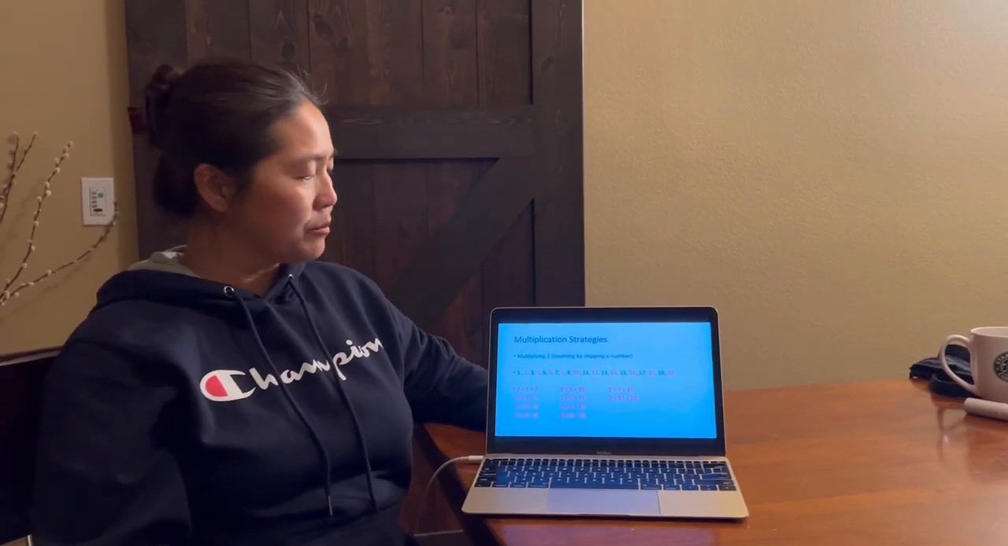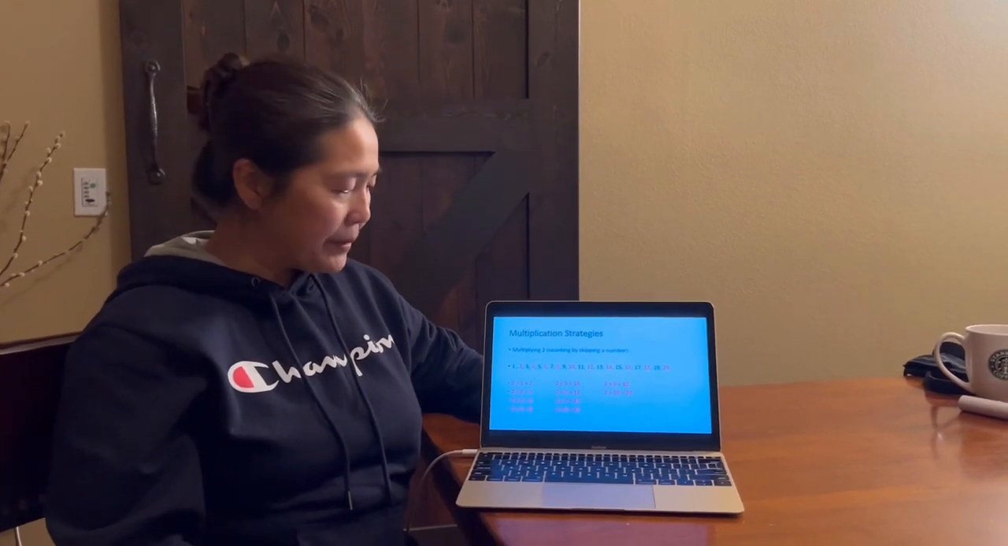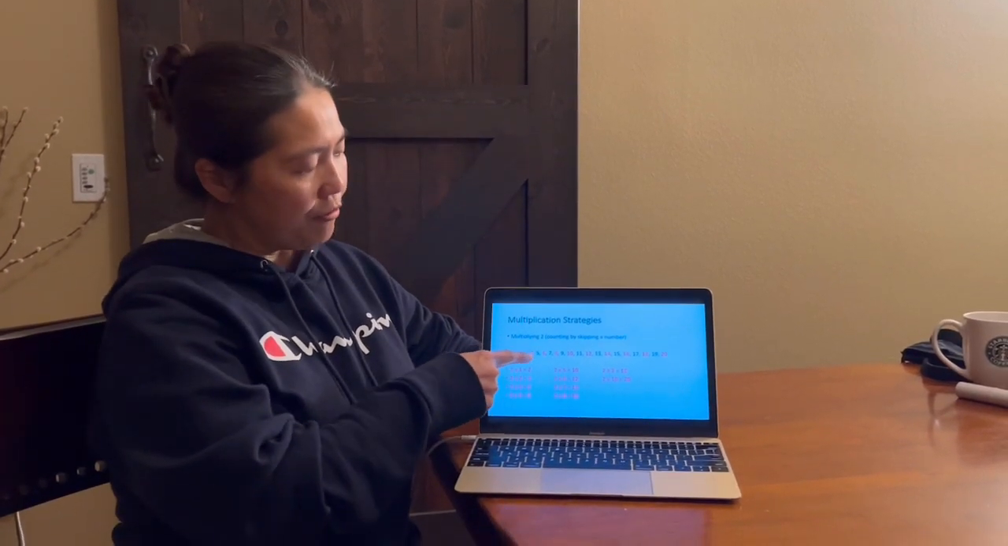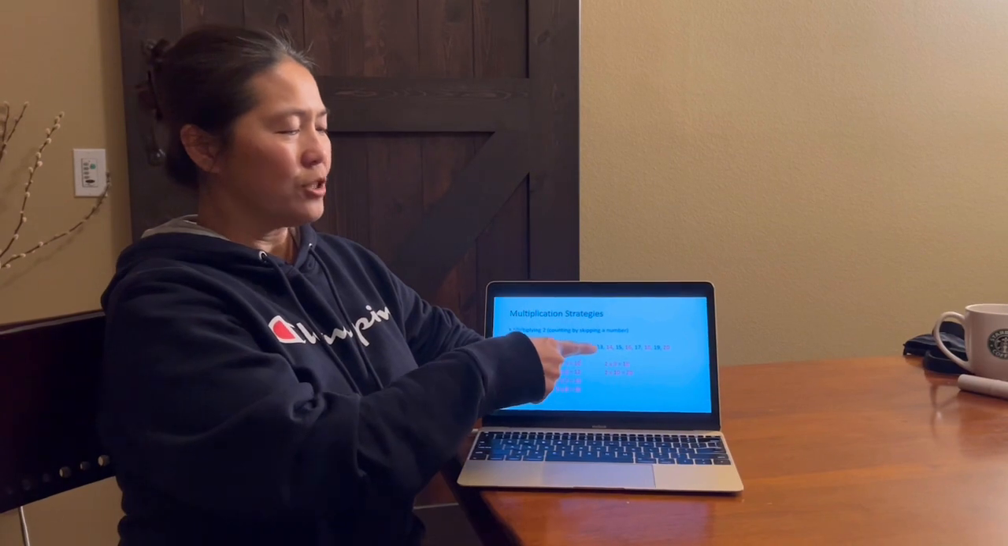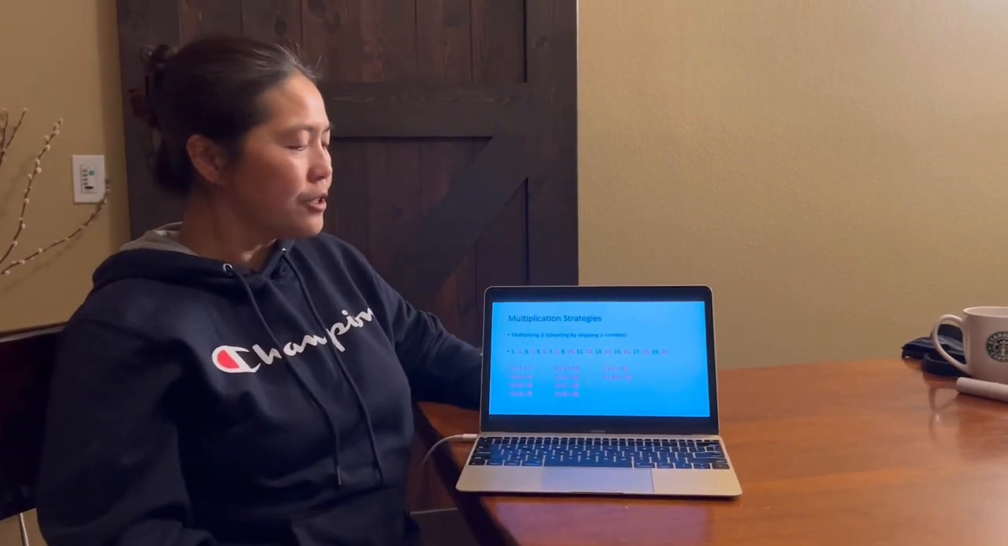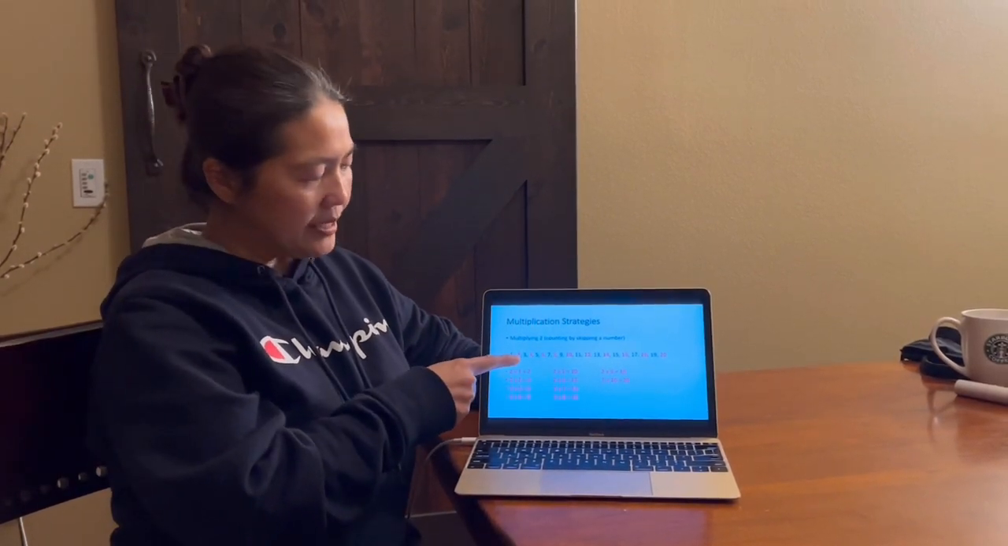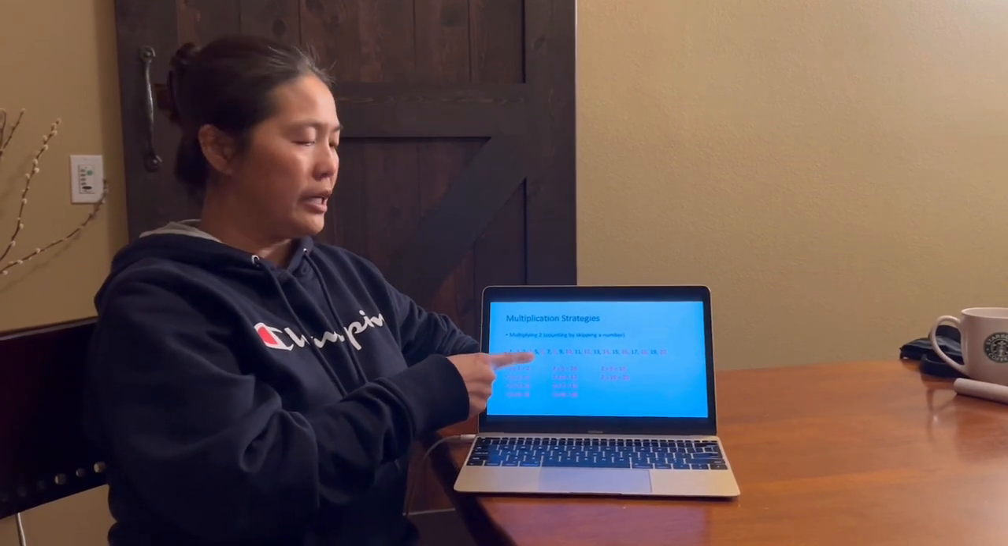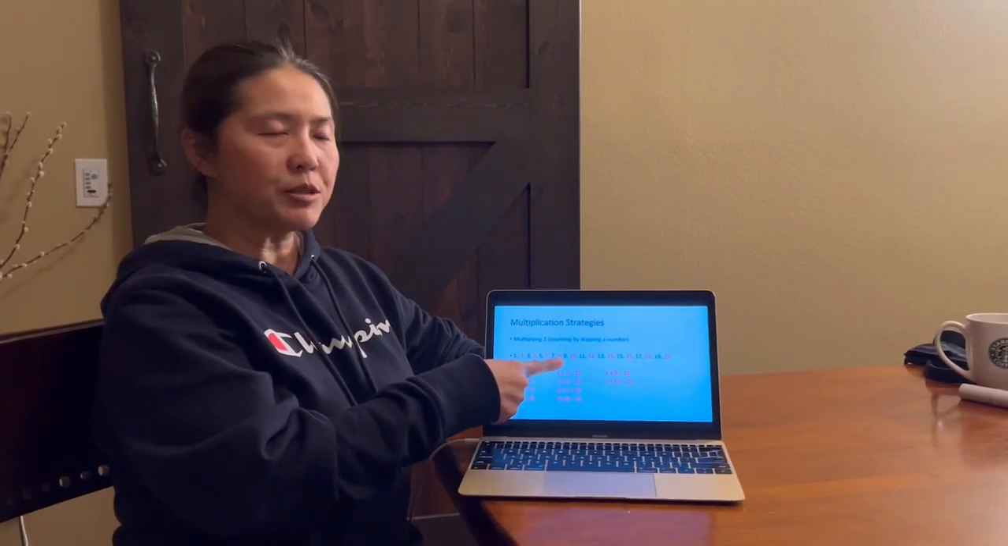The next strategy is we're going to learn how to count by 2s and we're going to do the multiplying 2s. That's counting by skipping a number. So we have 2, 4, 6, 8, 10, 12, 14, 16, 18, and so forth. So 2 times 1 is 2, 2 times 2 is 4, 2 times 3 is 6, 2 times 4 is 8, 2 times 5 is 10.